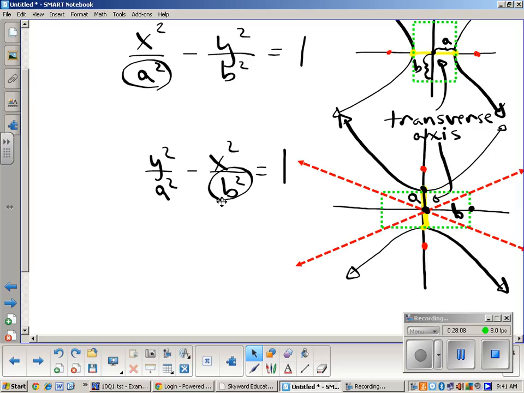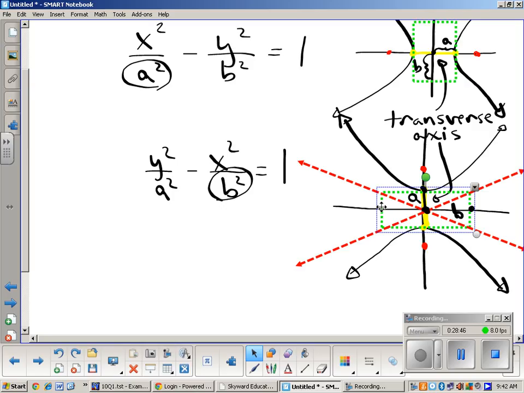So why are these numbers important? Because they help determine how big my rectangle is going to be. From the center of the rectangle, I go to the right B units. That puts me to the edge of the rectangle. If I go left B units, that'll put me to the edge of the rectangle also. So it tells me how big to make the box, which tells me where my diagonals go, which tells me how to graph my hyperbola.